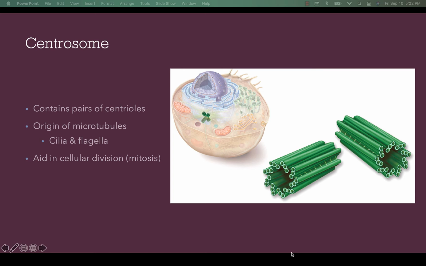Centrosomes, these contain pairs of centrioles. The microtubules throughout the cell originate in these centrosomes, and again that helps make up cilia and flagella as well as tracts in the cell that help proteins move throughout. And this will actually end up aiding in cellular division or mitosis, which we'll talk about in lab.